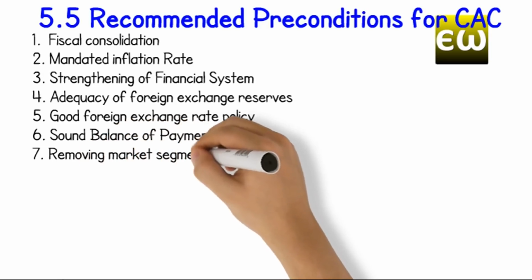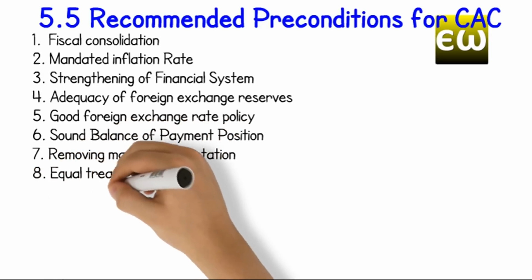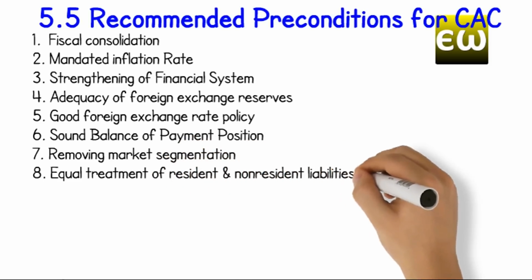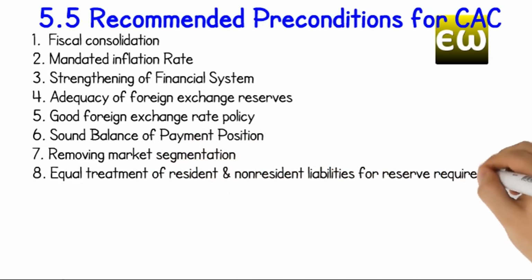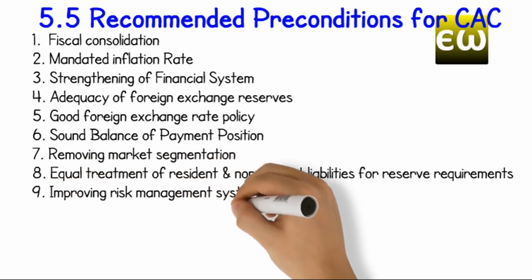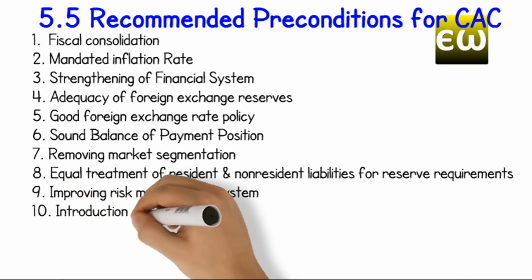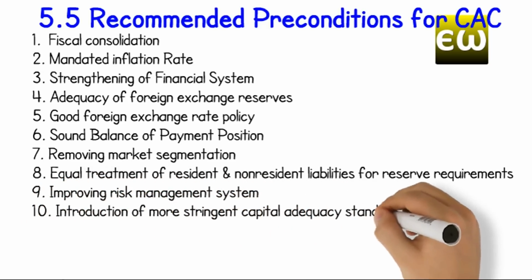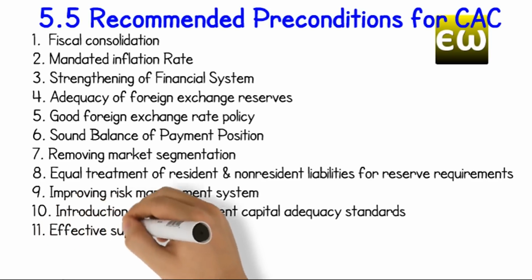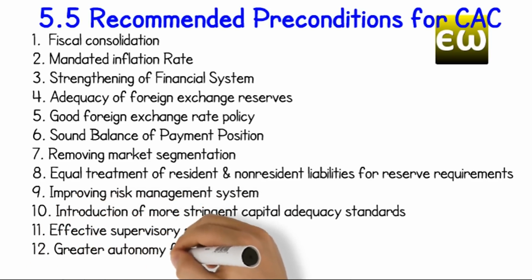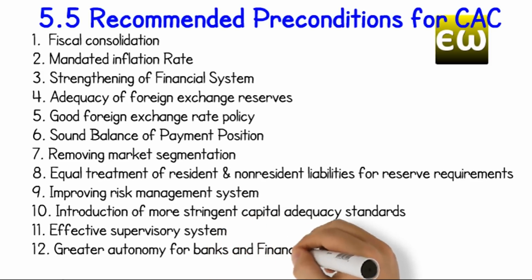7. Removing market segmentation. 8. Uniform treatment of resident and non-resident liabilities for reserve requirements. 9. Improving risk management system. 10. Introduction of more stringent capital adequacy standards. 11. Effective supervisory system. 12. Greater autonomy for banks and financial institutions.